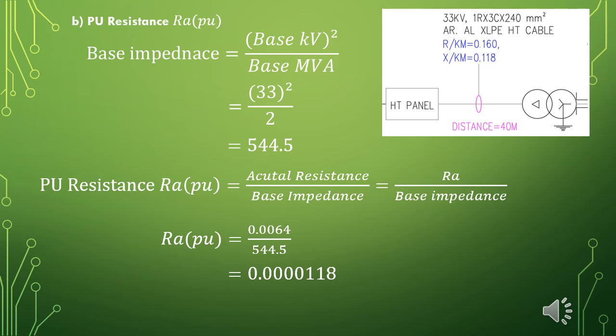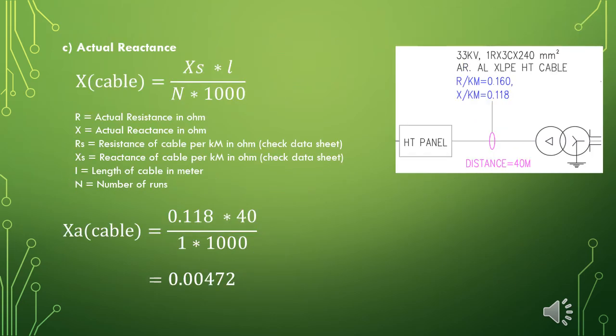The base kV on the HT side is 33 kV, and the base MVA is 2. This gives us an impedance of 544.5 ohms. Next, to find the per unit resistance, we'll divide the actual resistance calculated on slide 8 by the base impedance. The result is 0.0000118.